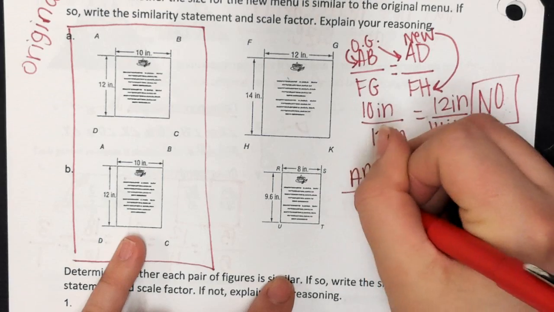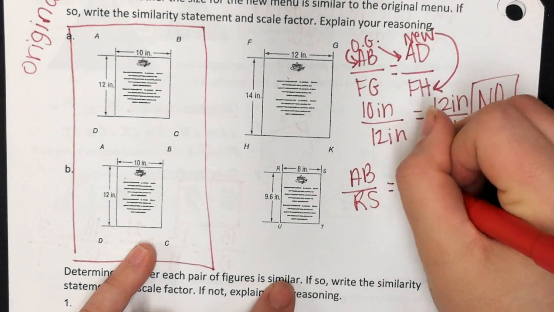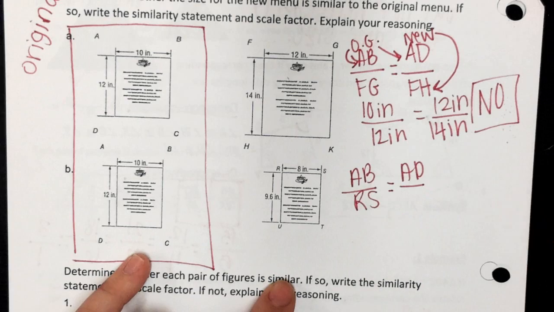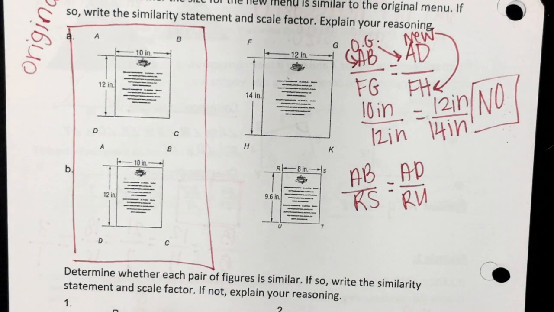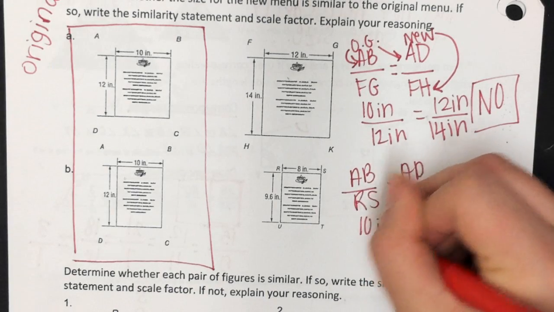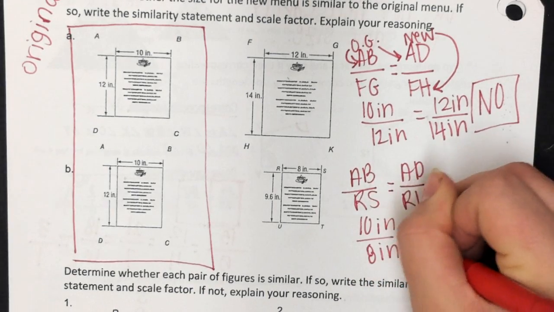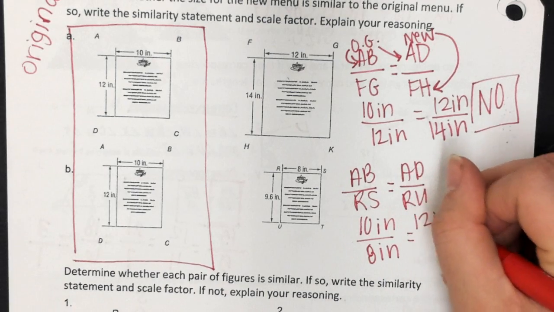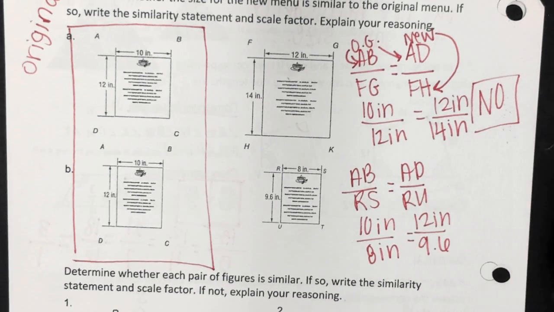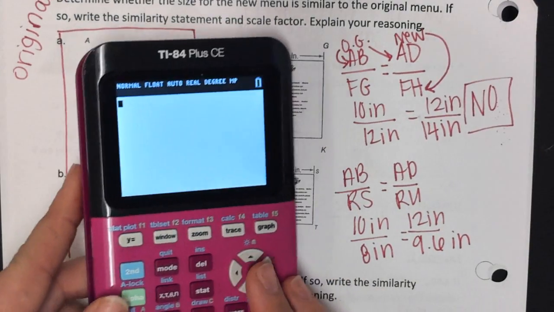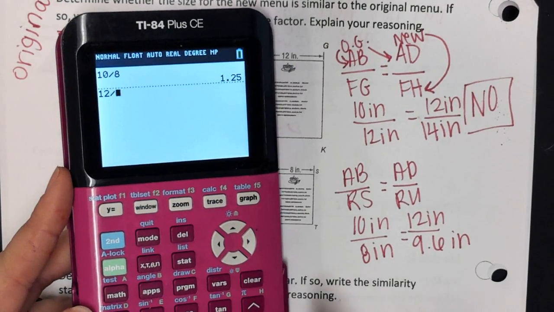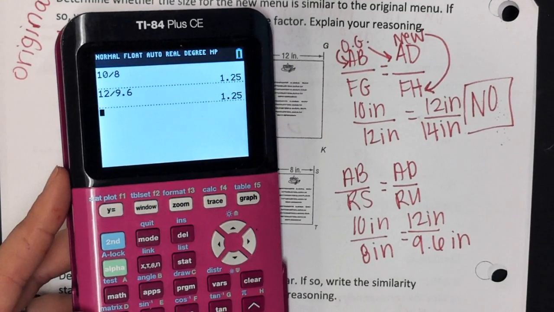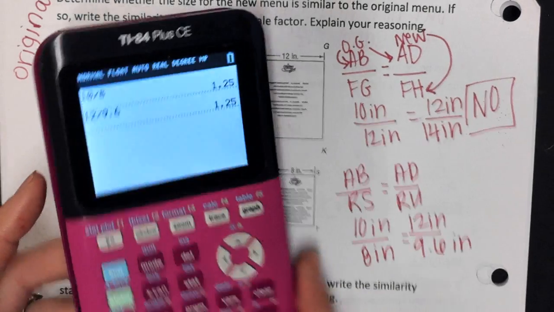AB to RS, AD to RU. So I have 10 inches over 8 inches and 12 inches over 9.6. Okay? We don't want to think about it. 10 divided by 8 is 1.25. 12 divided by 9.6 is, so are they similar? Is their scale factor the same?